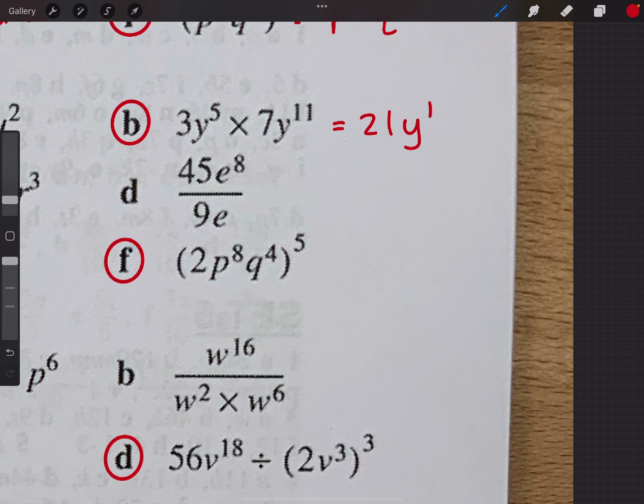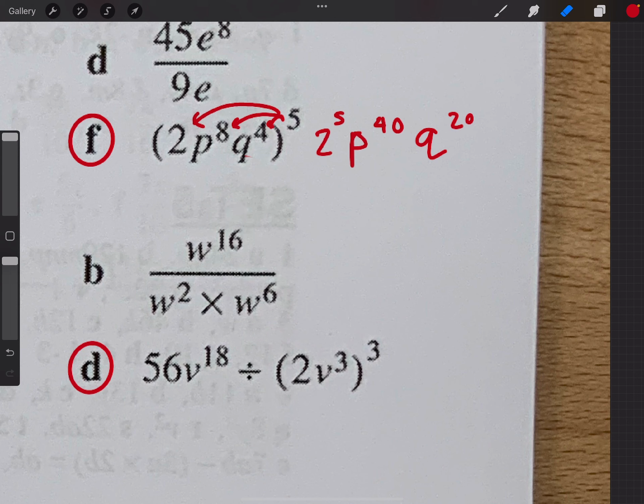Question F. Alright, we're going to power everything to the power of 5. So I'm going to power the 2 to the power of 5, power that to the 5, and that to the 5. So 2 to the power of 5 is, I'll just put it here for now. And then times it by, now p to the 8. When you power it to the 5, you're going to get p to the 40. And q to the 4, when you power it to the 5, you're going to get q to the 20. You multiply the powers. 4 times 5 is 20. Now this is not complete because 2 to the power of 5, we can rewrite that as 32. So 32, p to the 40, q to the 20. Done.